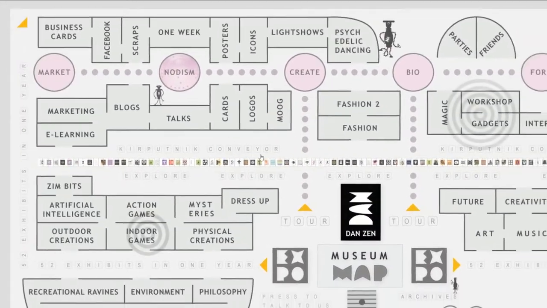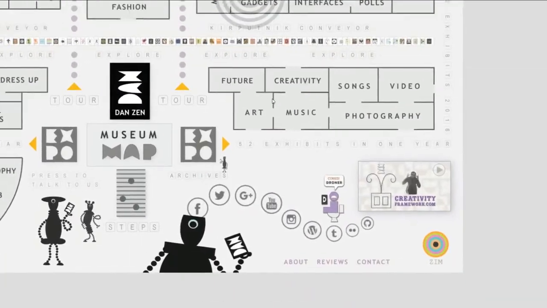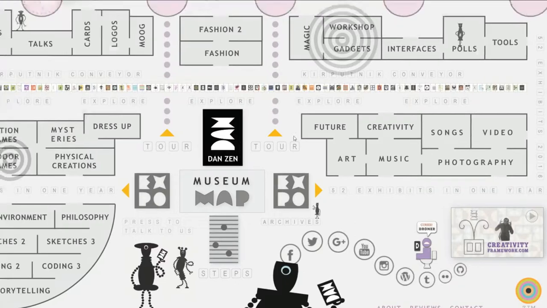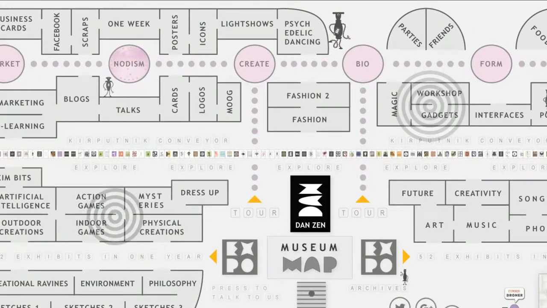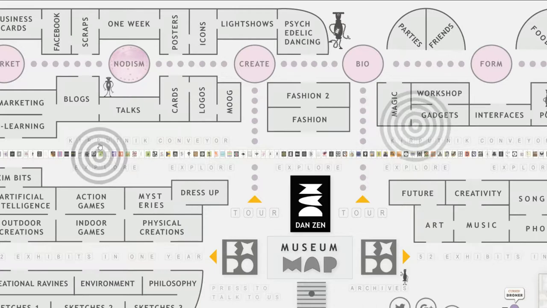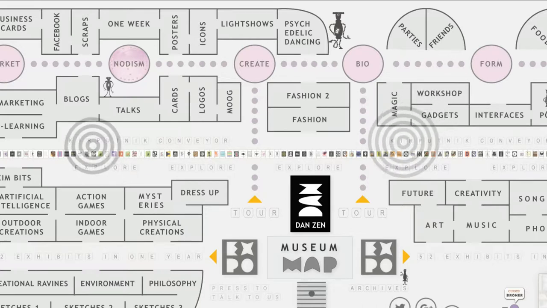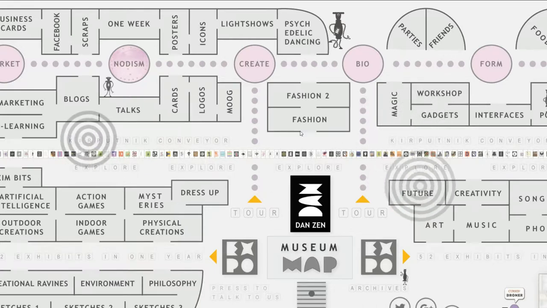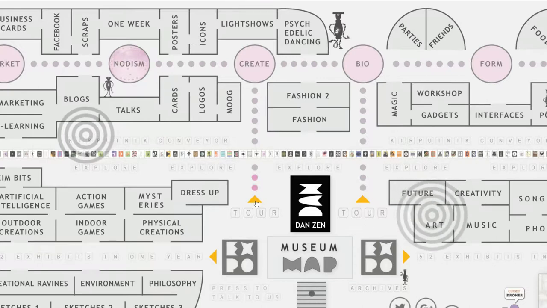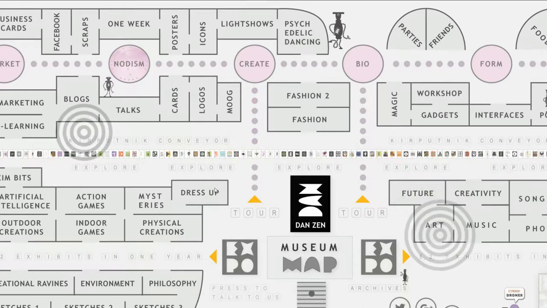Now this one you can drag around like that, so you can drag and throw it, and then it snaps in place. It's also multi-user, so if anybody else is on the Dan Zen site as well, you see them as the little circles, and they move around. And the more they click, the bigger their circles get. Isn't that cool? So that's multi-user, and there are little animations guiding you to places.